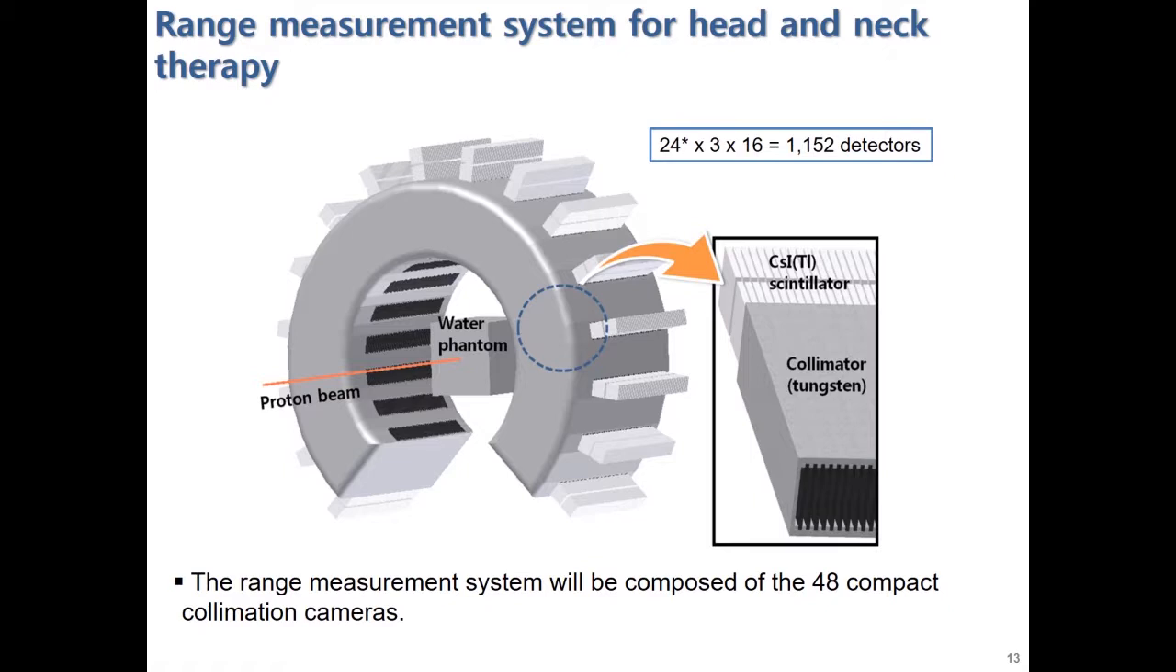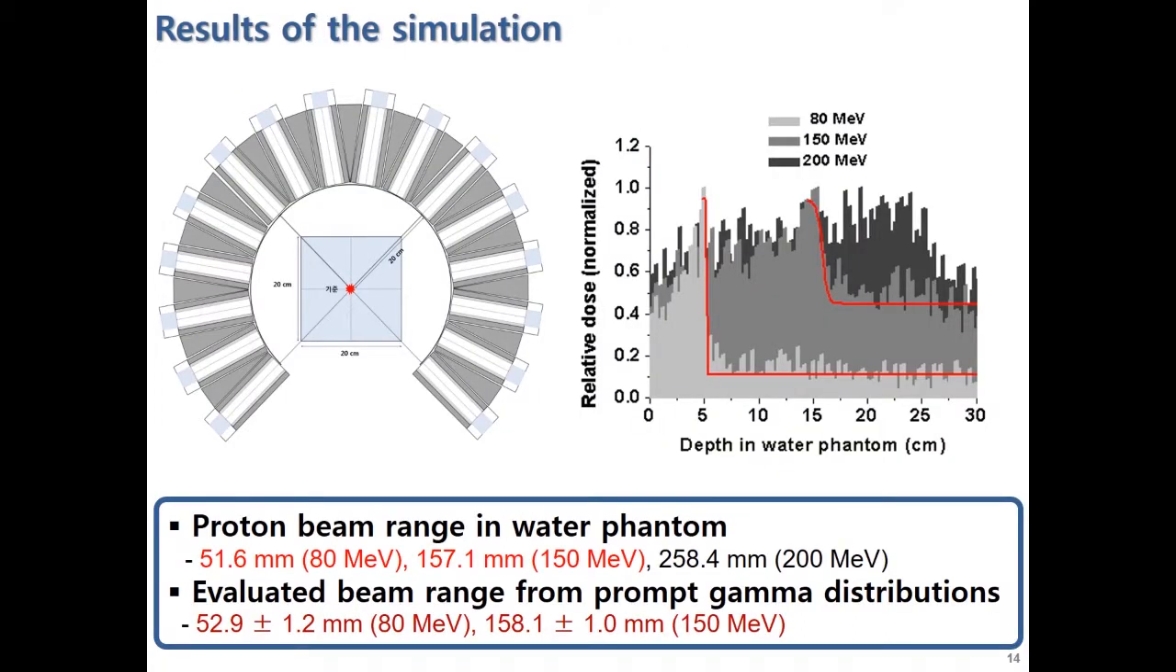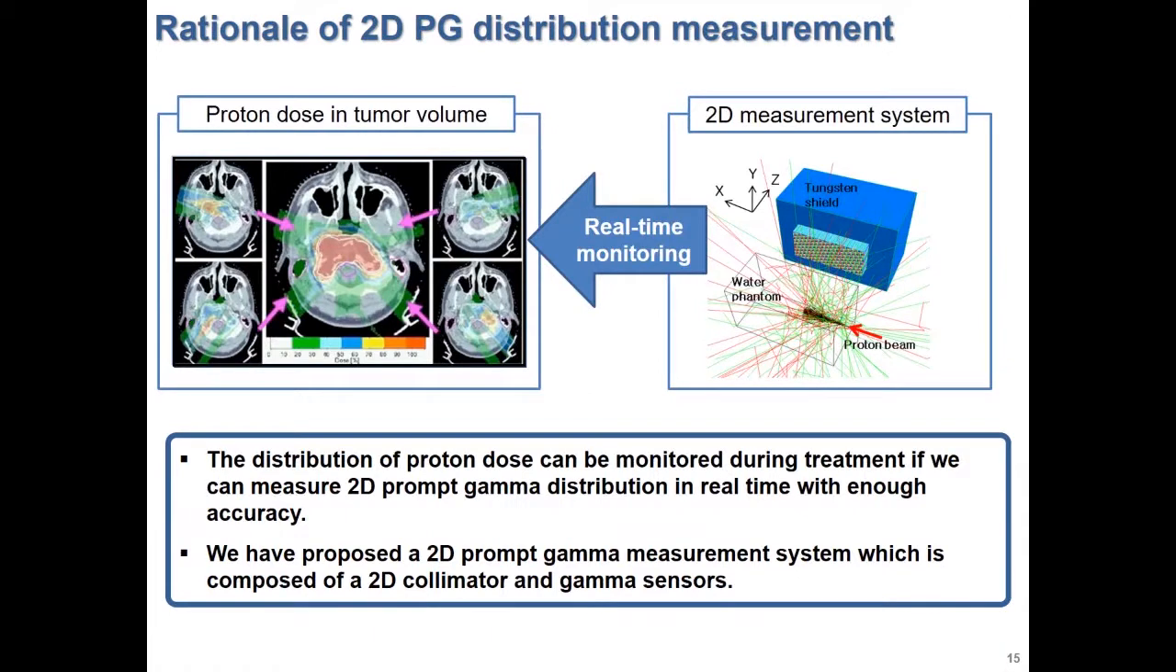This system can measure the beam range in a very short time based on the high imaging efficiency because it has a lot of detectors. To estimate the performance of the suggested system, we performed Monte Carlo simulation. By simulation study, it was confirmed that the measurement system can determine the beam range with very high detection efficiency.